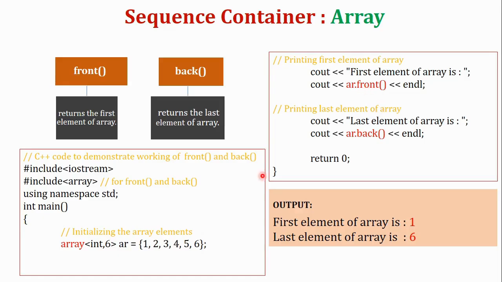Okay. So now with the help of the array, we are calling the function name. So AR.front. What is the front value here? 1. It will display. AR.back. What is the last value here? 6. That will be displayed here.